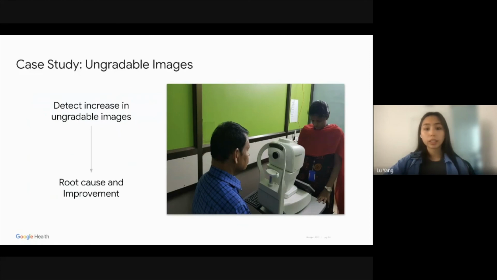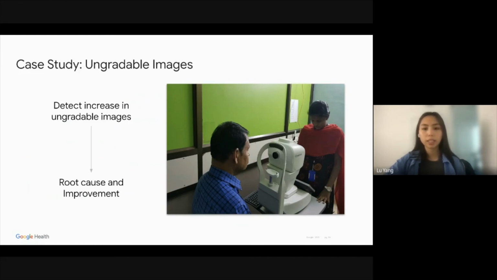Here is another case study on ungradable images. ARDA has a safety function where if the model is unable to grade the image due to low image quality, ARDA will tell the imaging operator that the image is ungradable. Ungradable images could be due to the skill of operators, lighting conditions, off-label use, and so on.